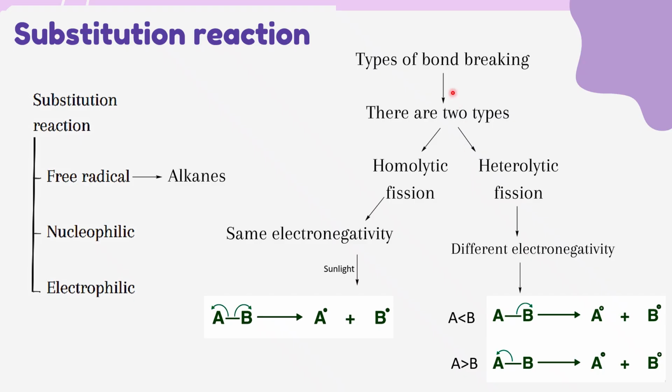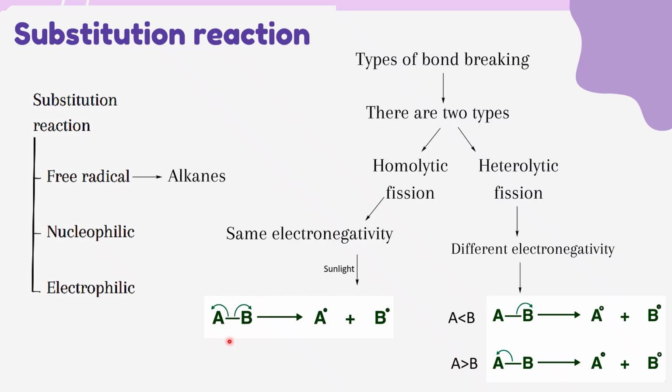So, bond breaking can be of two types. First one is homolytic fission, second one is heterolytic fission. Homolytic fission, the name itself suggests, homo means same, and fission means breaking. So when we have same electronegativity atoms bonded together, they undergo homolytic fission.